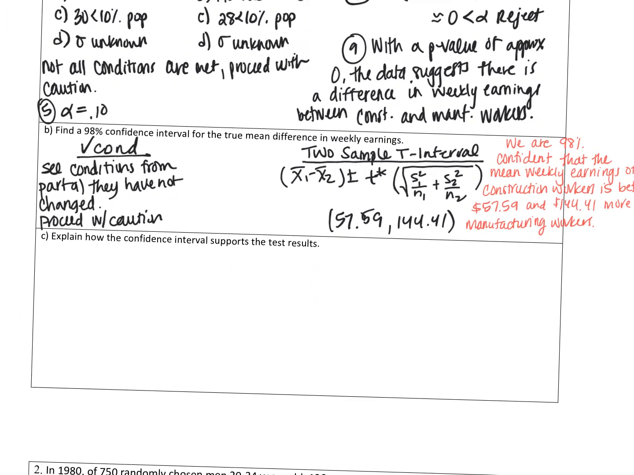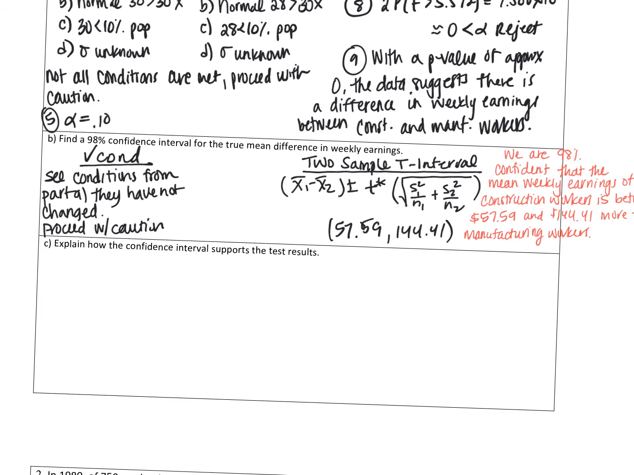Nice. Explain how the confidence interval supports the test results. Well, since the test reveals that there's a significant difference between construction workers and manufacturing workers, we're going to build a confidence interval to measure that difference. So the test tells us yes, there's a difference, and the confidence interval supports that, saying we know there's a difference, and the confidence interval gives us an idea of how much and to what percent we're confident that's true. So we're 98% confident, based on our sample, that the true difference is between these two values.